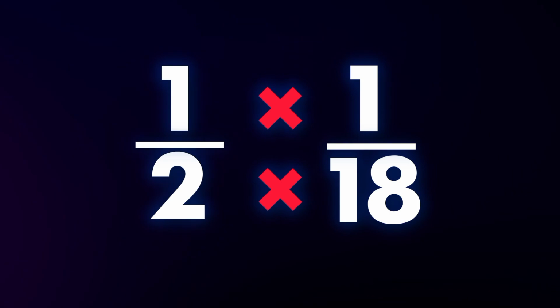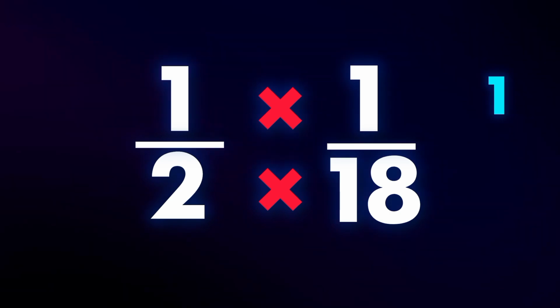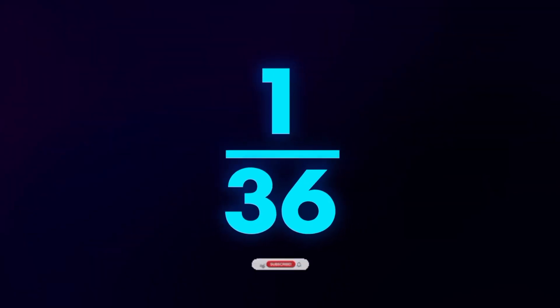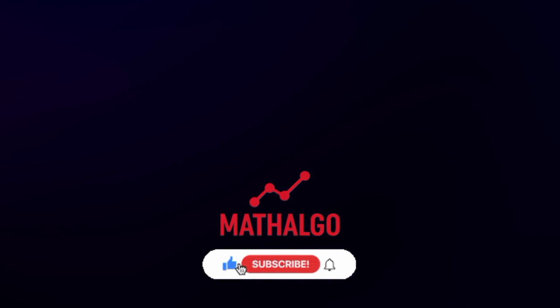Multiply straight across. 1 times 1 is 1. 2 times 18 is 36. The final answer is 1/36.